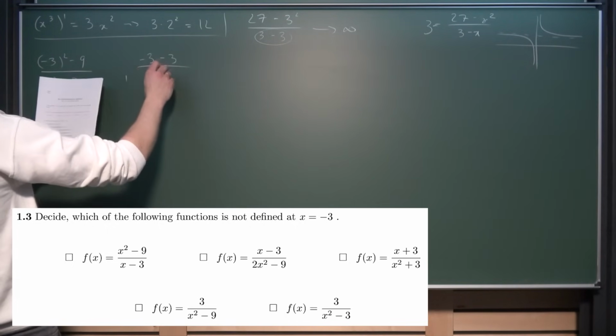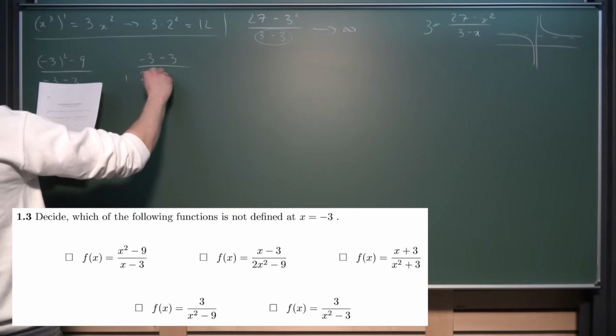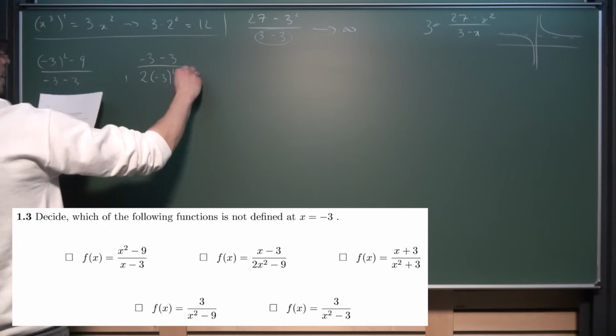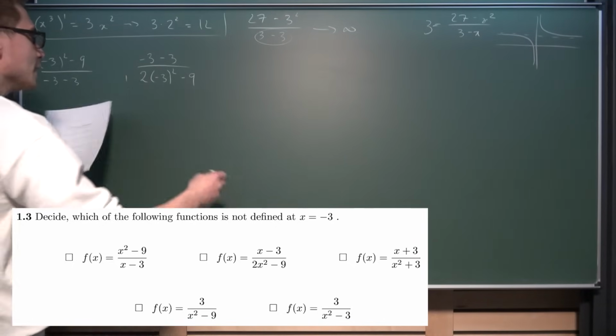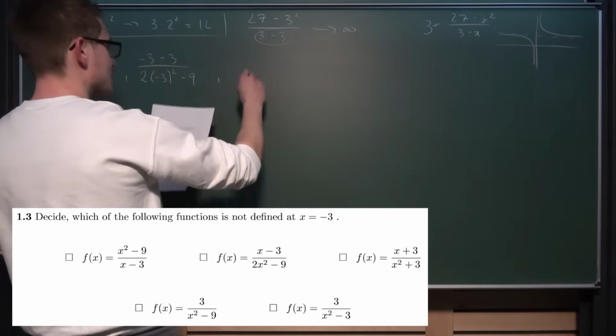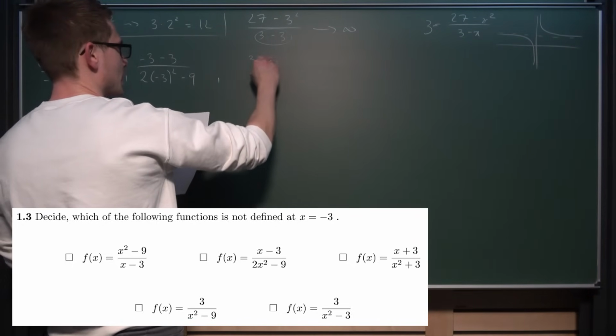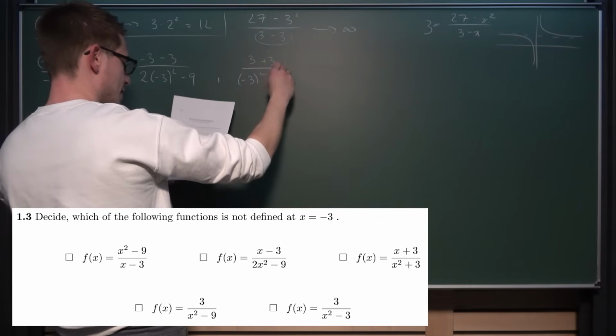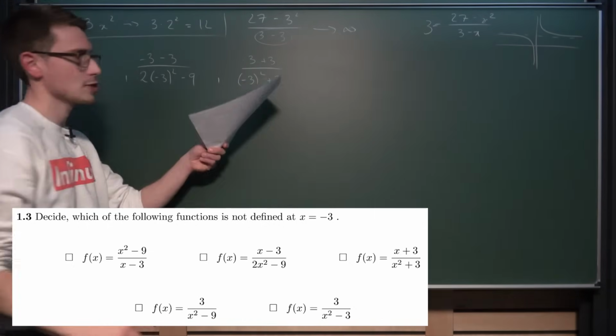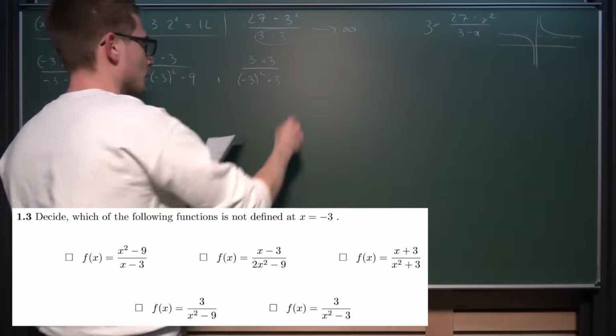No, negative 3 minus 3 divided by 2 times negative 3 squared minus 9. This right here is going to give us 18 minus 9, which is 9. It also does work out. What about the next one? We are going to get negative 3 plus 3 divided by negative 3 squared plus 3. Also does work out. We are going to get 12 down here.